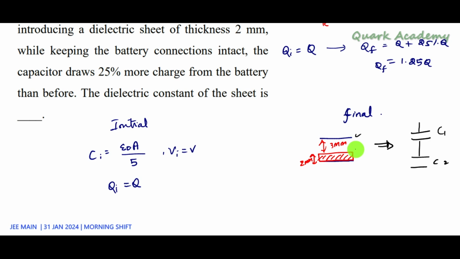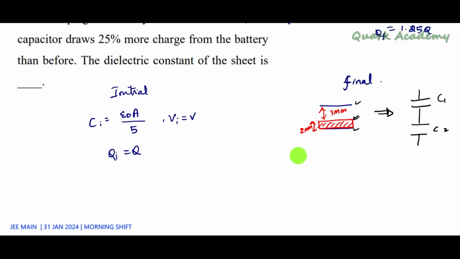The top plate and the top surface of the dielectric will act like a capacitor, and the top surface and bottom plate will act like another capacitor. So that's what I have written. I have drawn C1 and C2. Now they are in series, and if we figure out this, then we will get the final capacitance. If they are in series, we have to take the reciprocal and add. So 1 by Cf equal to 1 by C1 plus 1 by C2.